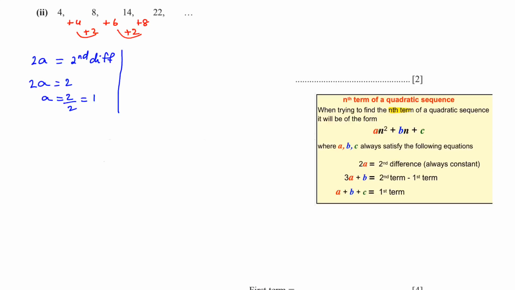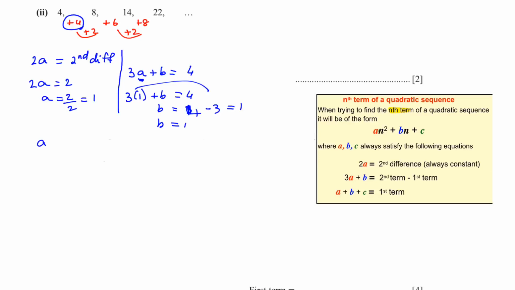To find b, we use the equation 3a plus b is equal to the first term of the first difference, which is 4. Replace the a that you found, which is 1, plus b is equal to 4. This 3, when we bring it here, will become minus 3. Therefore, b is equal to 1.